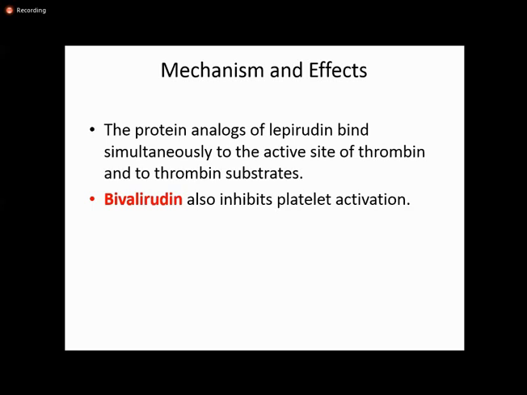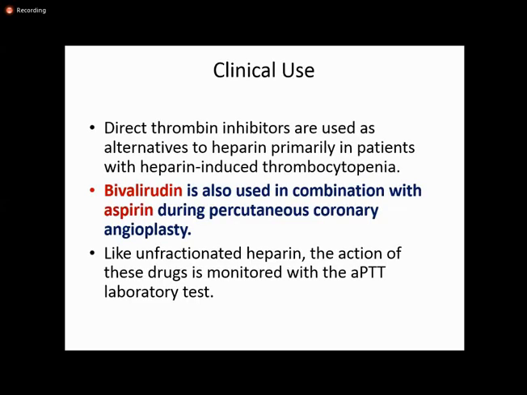Mechanism of action of these direct thrombin inhibitors: the protein analogs of lepirudin bind simultaneously to the active site of thrombin and to thrombin substrate. Bivalirudin also inhibits platelet activation, and this is one of the drugs commonly asked in the exam, especially for students who are interested in appearing for the USMLE exam. This question is asked related to bivalirudin, a direct thrombin inhibitor that can also inhibit platelet activation.